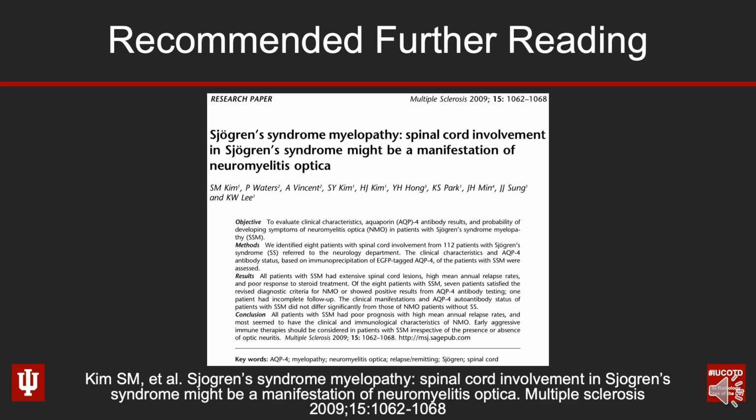So here's a nice paper. It's a bit old. It's about 10 years old at this point, but I think it's worth taking a look at for all the residents and fellows out there. And this sort of details some of those associations of Sjögren syndrome myelopathy and neuromyelitis optica. Incompletely understood, but just keep in mind there is some association between these two entities. So if you're thinking of one, always keep in the back of your mind, could it also be the other?